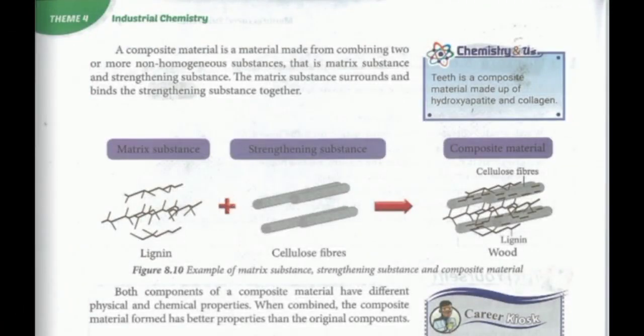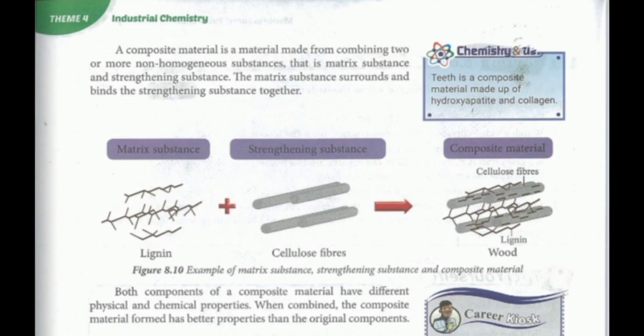A composite material is a material made from combining two or more non-homogeneous substances, that is, matrix substance and strengthening substance. The matrix substance surrounds and binds the strengthening substance together. For example, wood. Wood is a composite material.